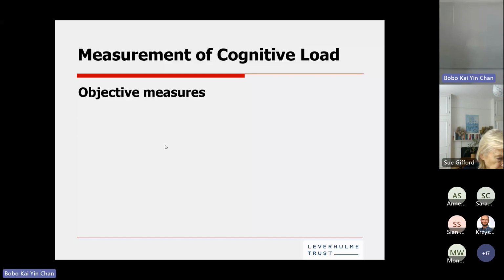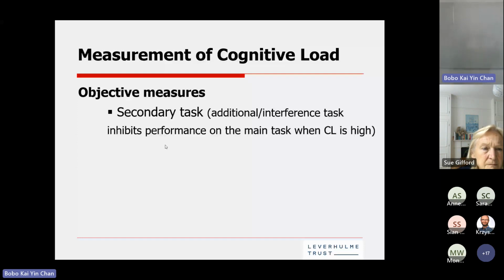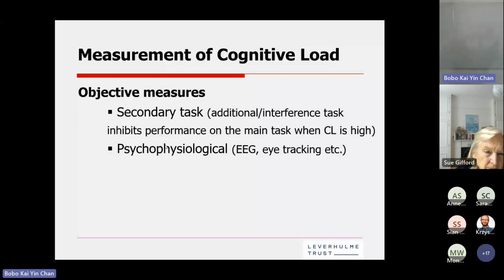Just to mention a few things: normally we speak about objective measures, which measure from outside of the person. There is using devices, like psychophysiological ones, or asking the person to perform a second task and measuring the objective result of performance as an indicator of cognitive load. But there are also subjective measures.